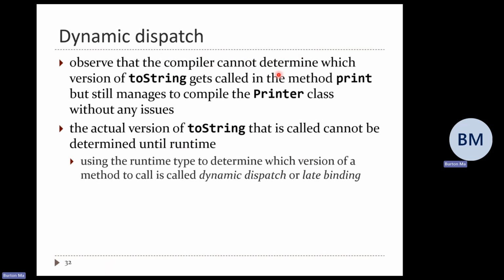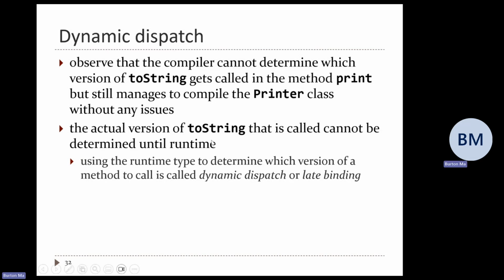So the compiler can't actually determine which version of toString gets called when someone uses print, right? But this program compiles and runs just fine. So what does that mean? It means the actual version of toString that gets called can't be determined until you write a complete program and run it. That's when which version of toString gets called can be determined.